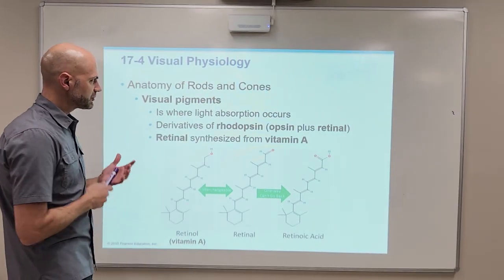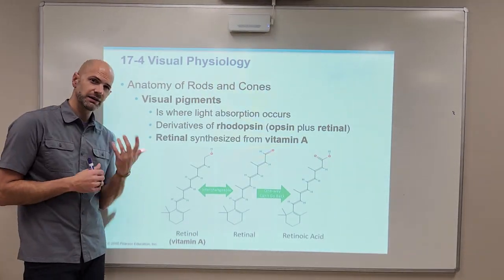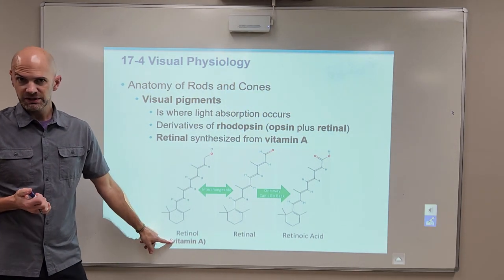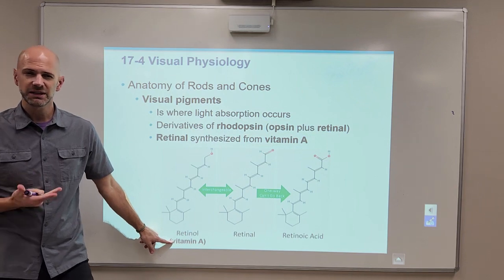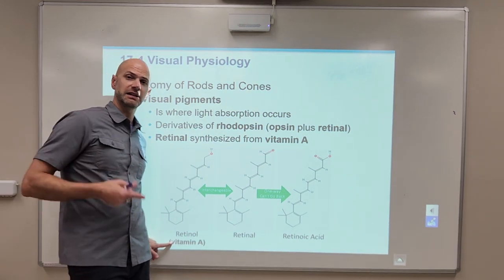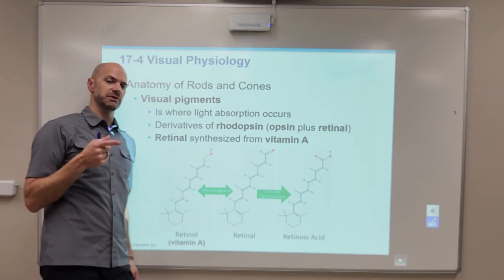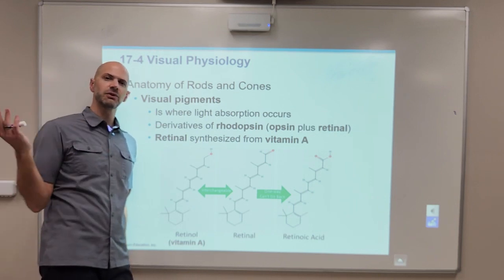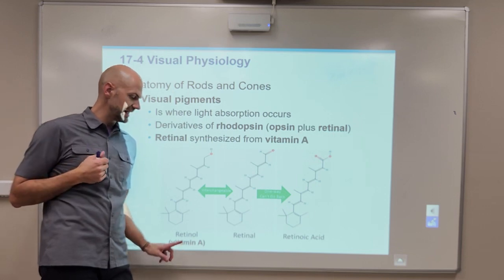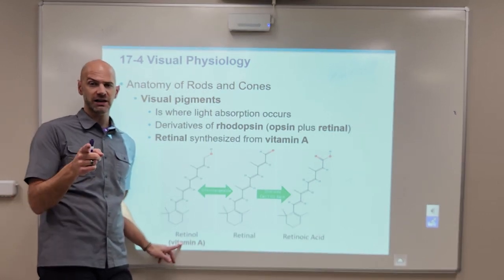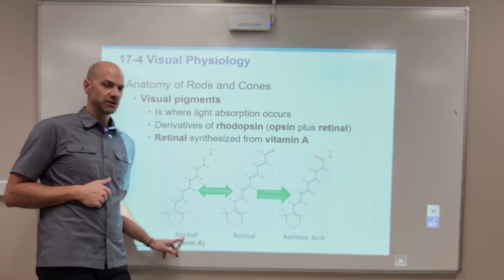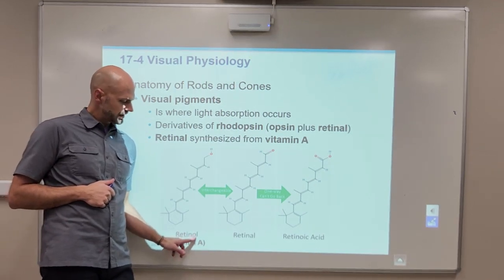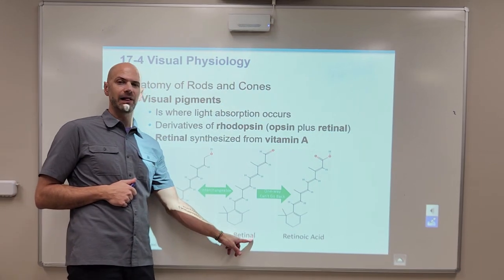So we have visual pigments that are in the rods and cones. They start with something called vitamin A. You can get vitamin A derived from beta carotene. Eat your orange vegetables, your carrots and your squash and your whatever. Mango, anything that's orange or yellow has vitamin A in it. So eat your carrots. It will give you retinol, O-L, which can be converted into retinal.